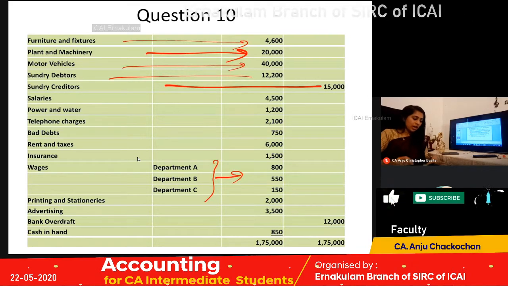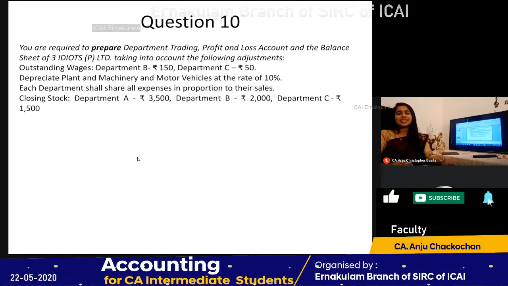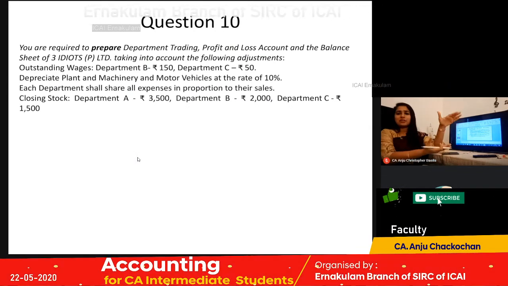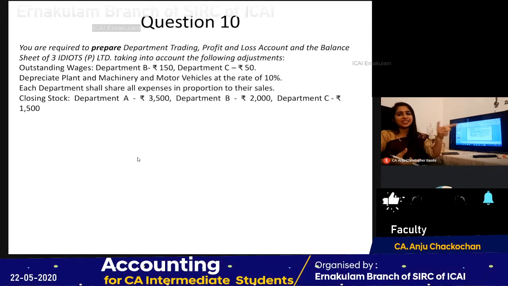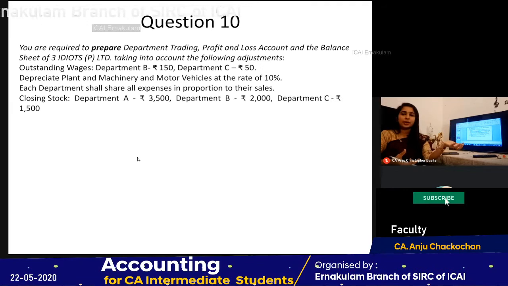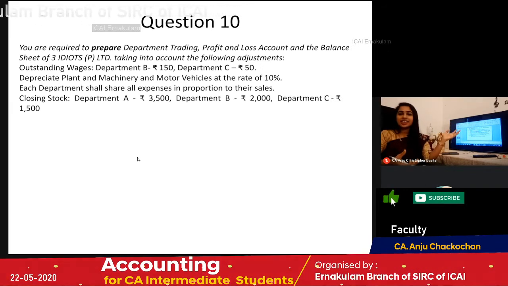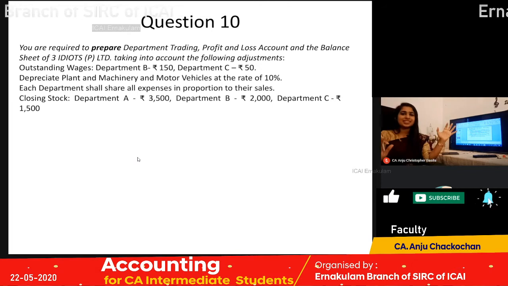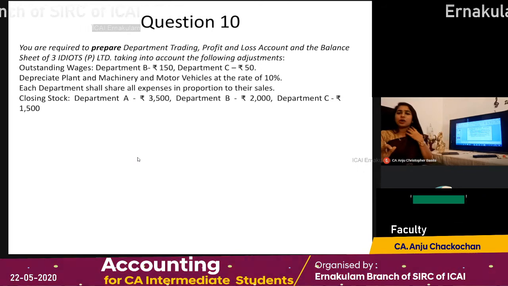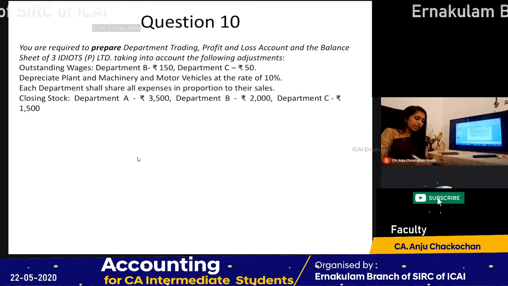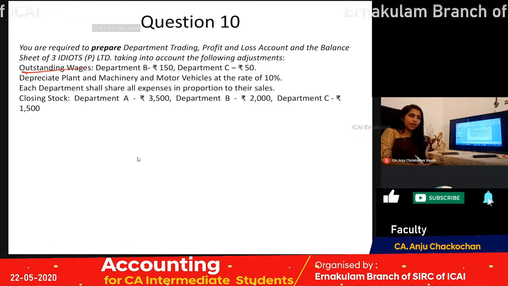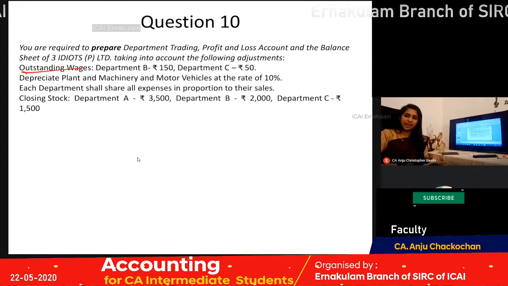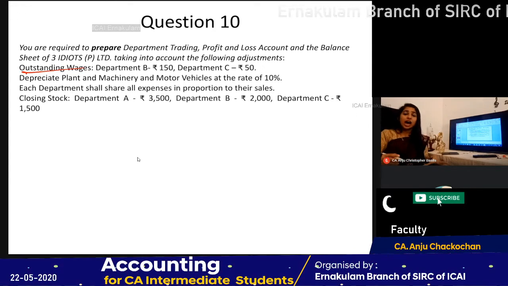Listen, there are a few adjustments, just like those questions which we do in our +1 +2. We'll have a trial balance and a set of adjustments, and we have to link the trial balance and the adjustments so as to compute the departmental trading account and the balance sheet. It is a similar question. Now taking into account the outstanding wages for Department B and Department C, which are 150 and 50, you tell me, how do we post that?